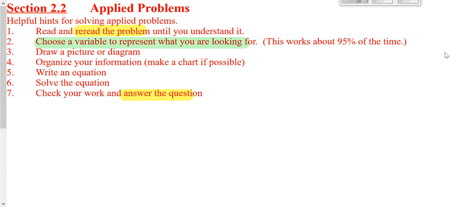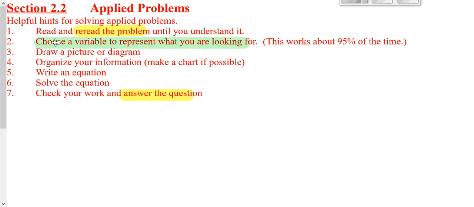We're going to go ahead and take a look at applied problems. For an applied problem, you want to read it and probably reread it multiple times until you have a general idea of what's going on. Not necessarily how to work out the problem, but just so that you can understand the whole situation and what they're trying to have you do.